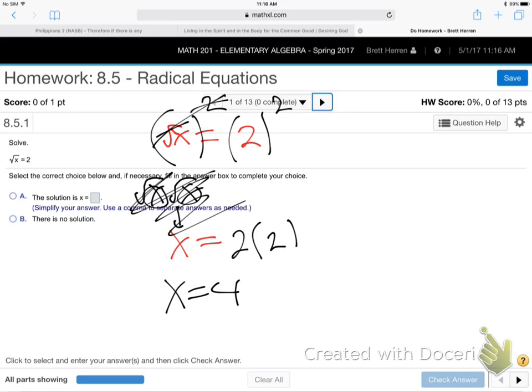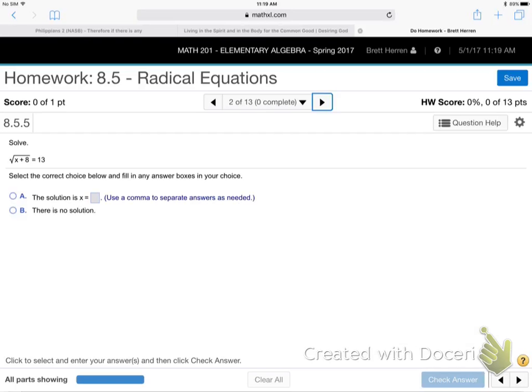All right, let's try another one. Root of x plus 8 is 13.